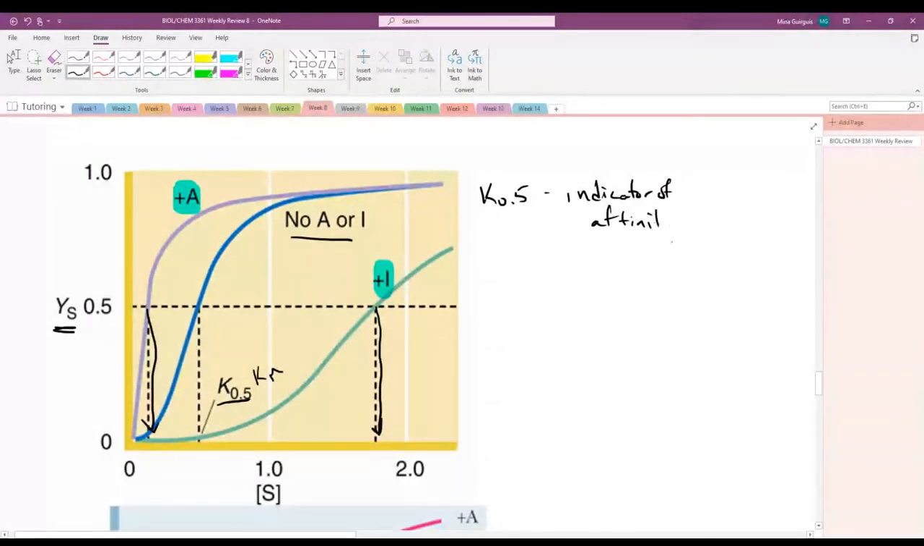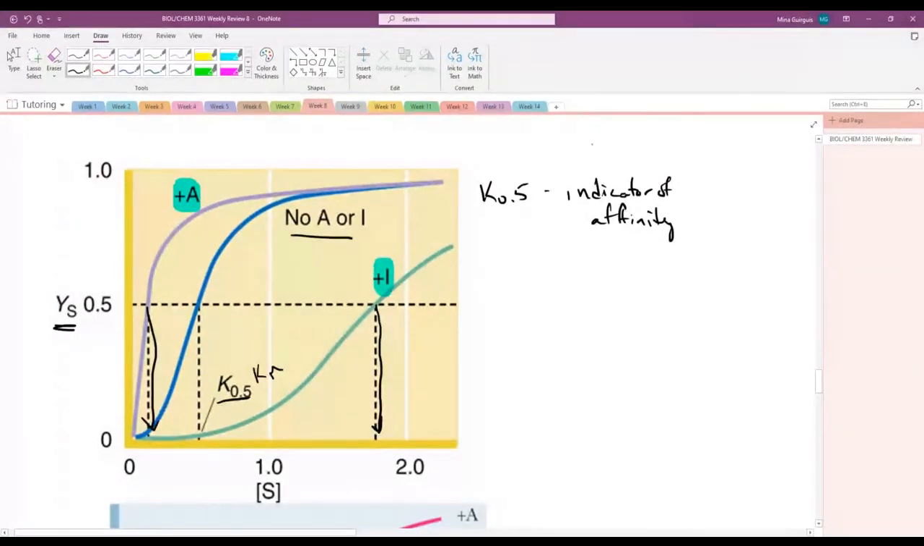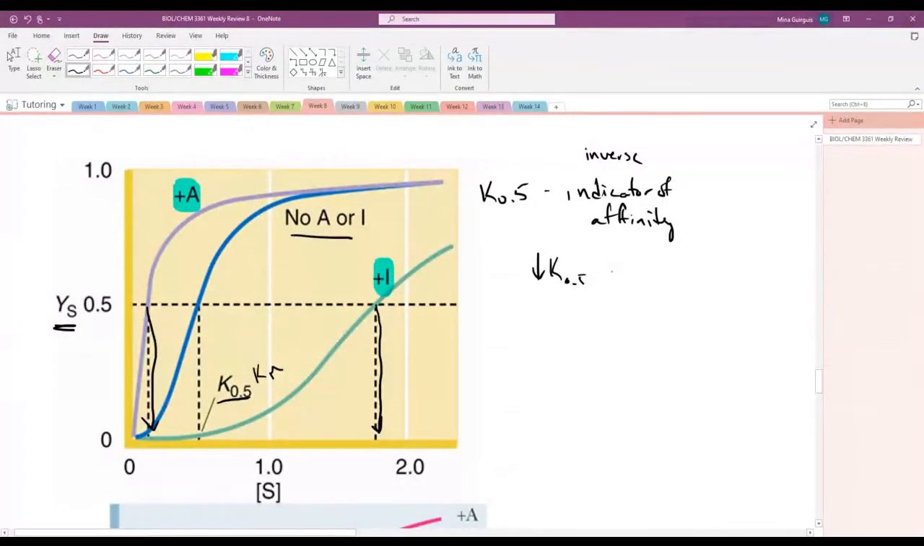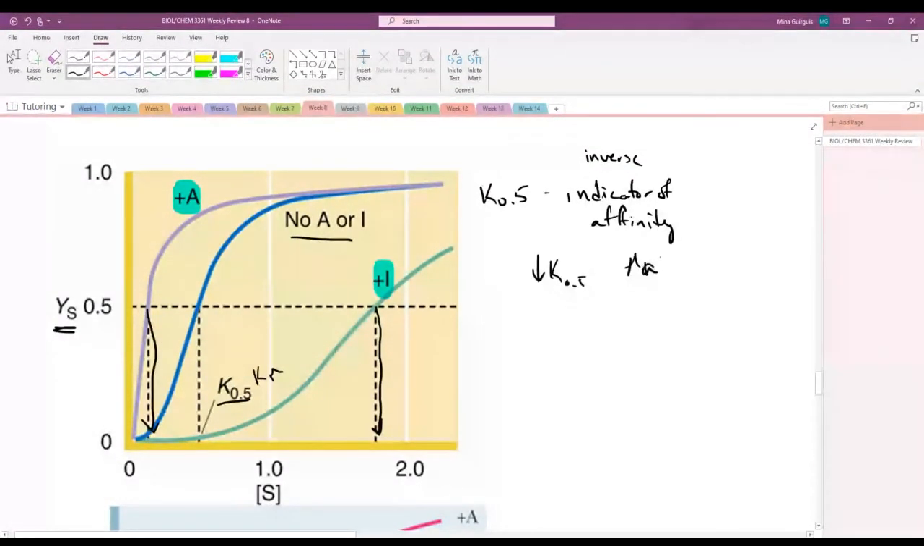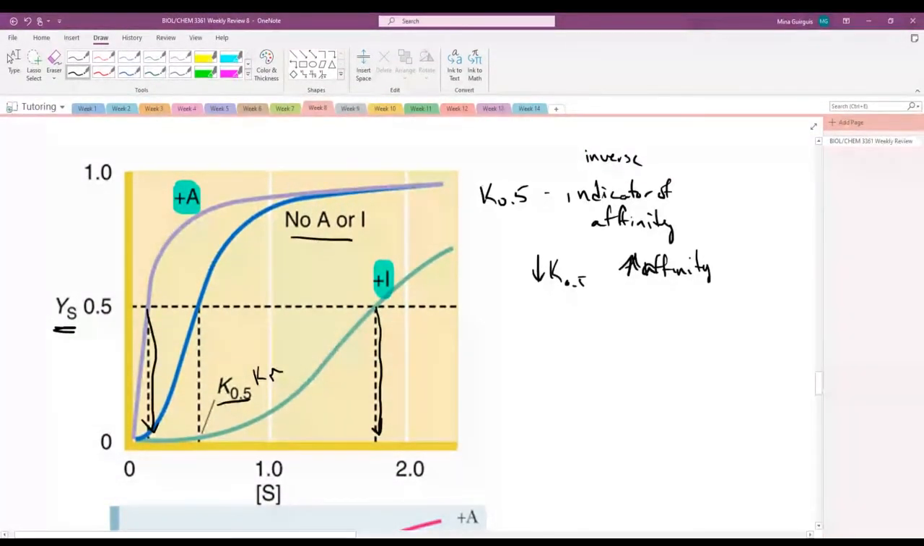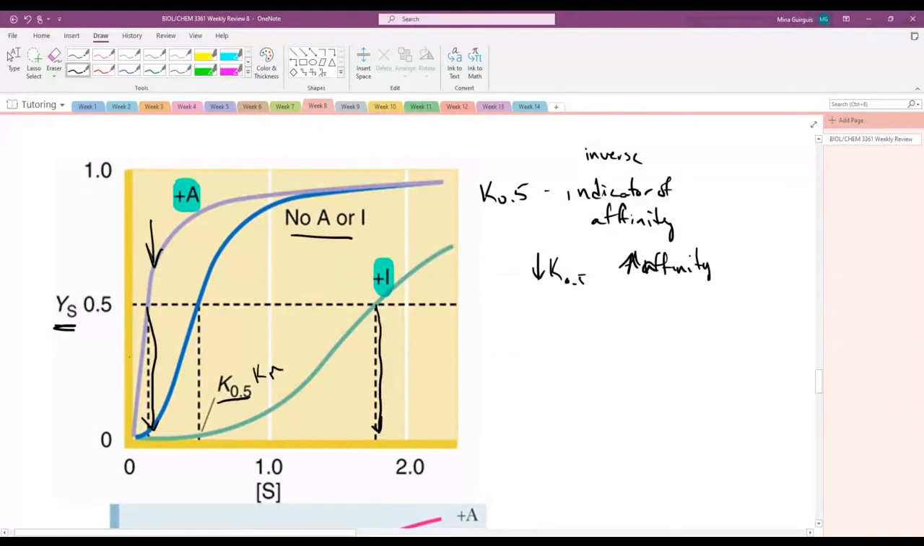But it's an inverse indicator of affinity. The reason I point out the inverse part is: low Km or low K0.5 means high affinity, and vice versa. So when you have this really, really low Km, like you have with an activator, that's telling you it's binding a lot more quickly with less concentration. It's got a really high affinity.